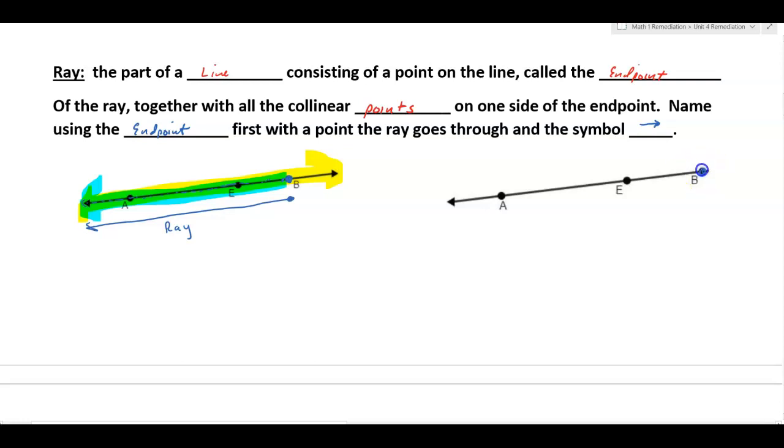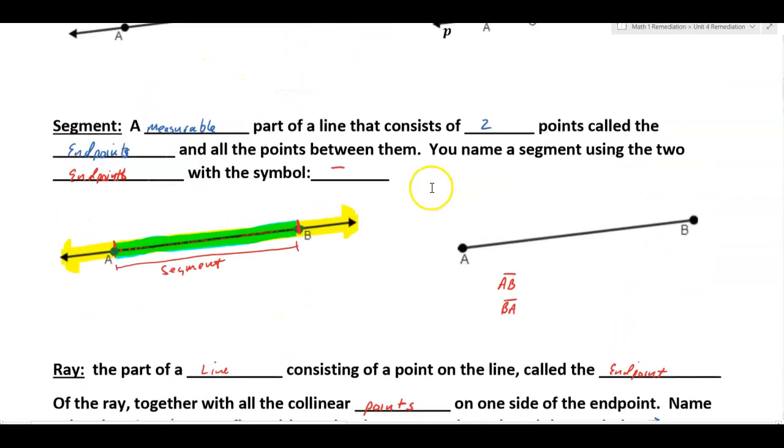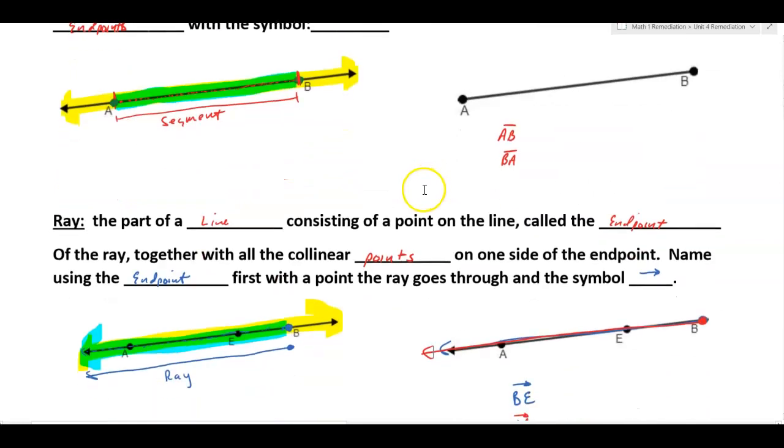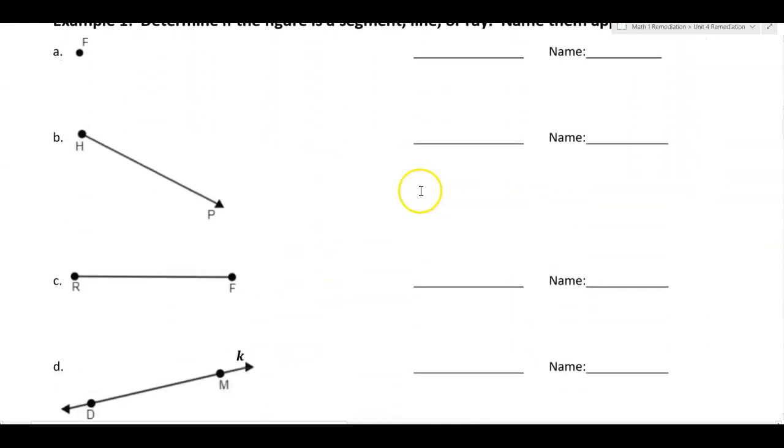So if I wanted to name this ray, we start at B. B is the endpoint, so that must go first. We can name this BE, because if I start at B and I go through E forever and ever, it goes in that direction. I could also name it BA because I start at B and I go through A, and it includes the same set of points. So right there we have a line, a segment, and a ray and different ways to name them.